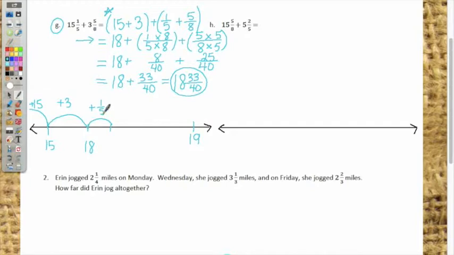Now my next step is, Beverly, what's my next step? The next step is to do the answer. Okay? To figure out how far 5/8 is, we'll put the answer on. So 33/40. What's half of 40? 20. So here would be 20. 33, what do you think about here? Okay. So go ahead and write 18 and 33/40. And then hop to that.